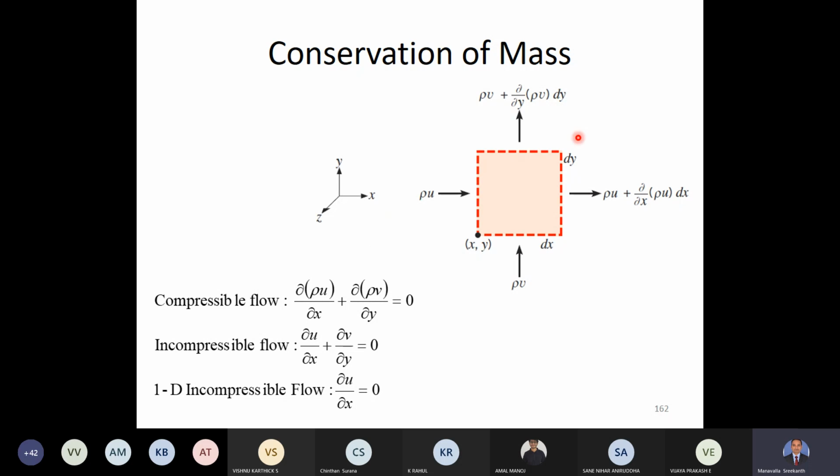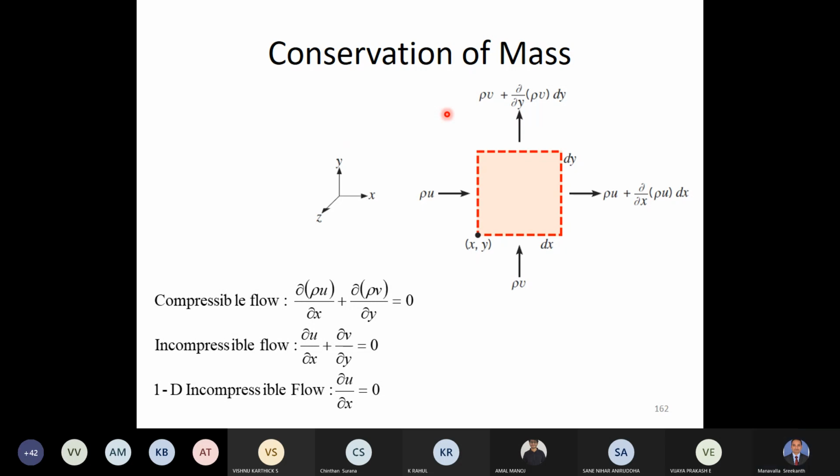Similarly, if we are talking about a two-dimensional control volume, there is mass entering in the y direction and mass leaving in the y direction. So the net mass entering in the x direction will be this quantity minus this quantity. Similarly, net mass entering in the y direction will be this quantity minus this quantity. When you subtract rho u from this quantity, the only thing that remains is dou by dou x of rho u dx. Similarly, when you subtract rho v from this, you will have dou by dou y of rho v dy.